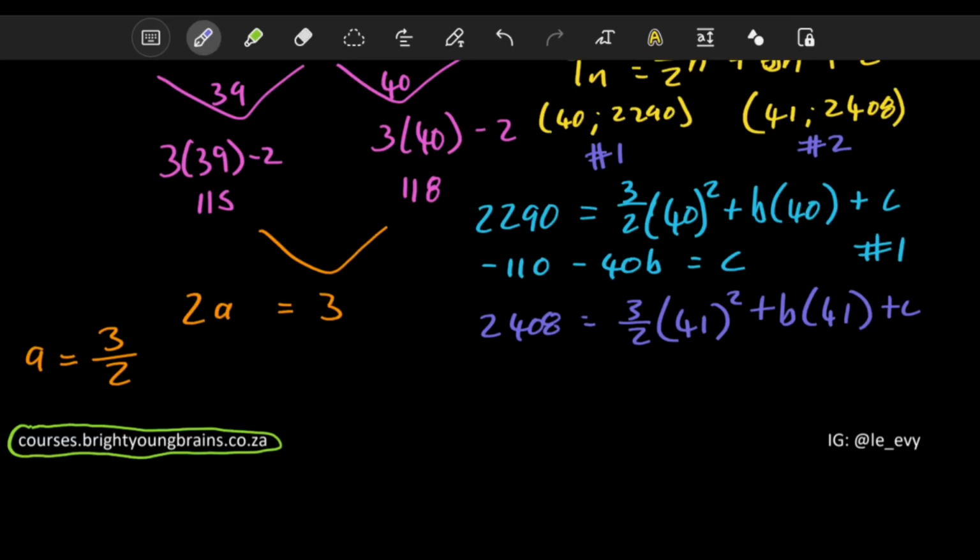3/2. If you throw in 41 in the bracket and then you square it, that gives you 2,500 and something. So that value, if you take it over, it's going to be this value minus this one. Let's see what that gives us. 2,408 minus that value is going to give you -113.5. Then you subtract the 41b. This is equal to c.